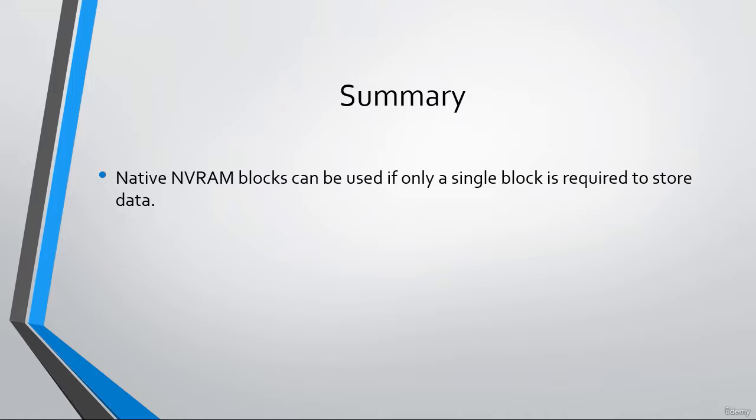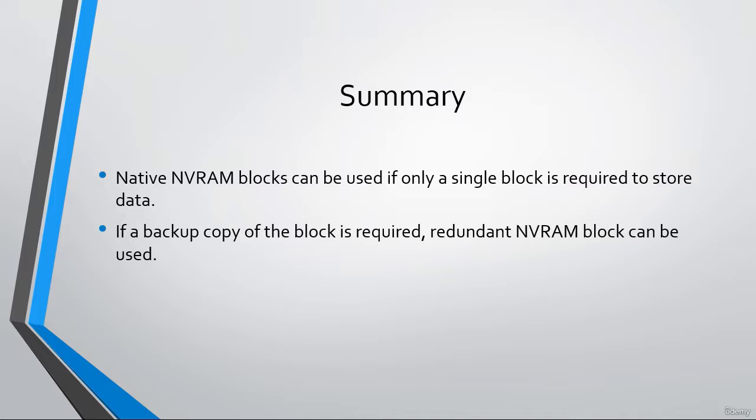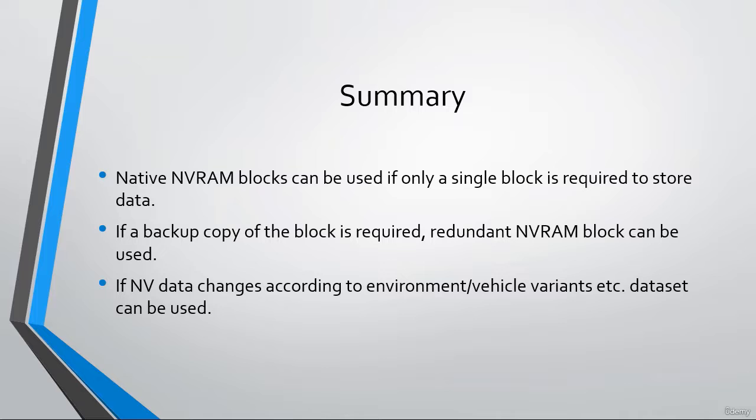But in cases when reliability or safety is a concern, then a backup copy is required. And so because the backup copy is required, redundant NVRAM block is a better choice. Then finally, we have a use case when the environment itself changes. So for a car, there can be different variants, and for each variant there can be different parameters that get varied. So in that kind of scenario, the dataset is more useful. So the dataset NVRAM block can be used in this particular scenario.